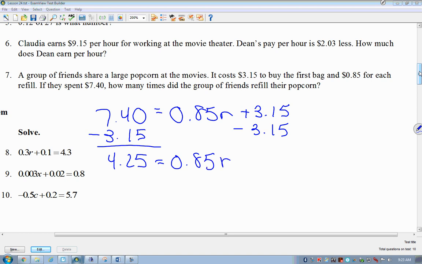And we could do kind of like what we've done with those other questions. You know, we could put 85 over 100. Or we could just take 4.25 and divide it by 0.85. R equals 5. They refilled it 5 times. And we've got time. Do we want to do number 6? Let's see if we can figure out number 6.